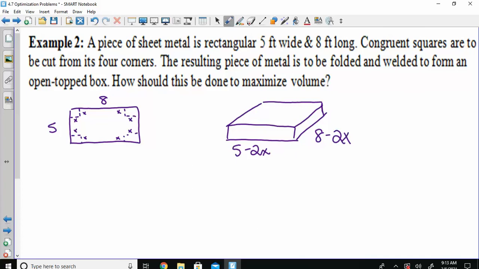When you form this box, so you've taken off these squares, you make the fold right here. So when you fold that tab up, how tall is it? X. Everybody with me?